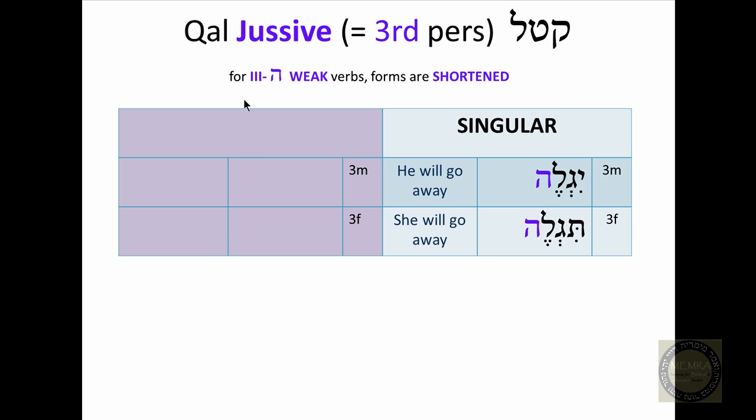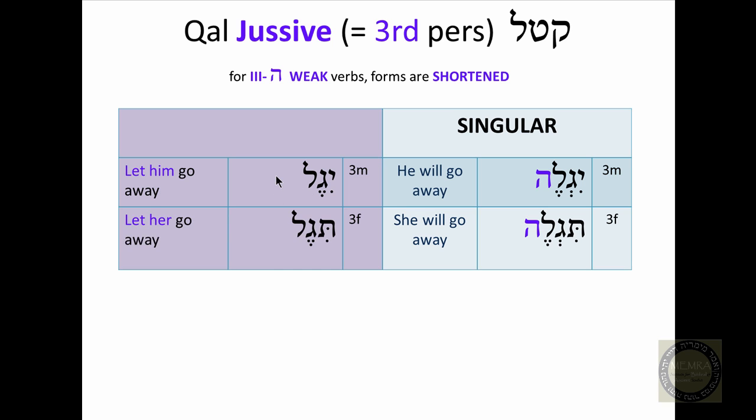However, for third hey weak verb forms, the forms are shortened. They're abbreviated. So we have here yigle from gala. I'm using gala since it's third hey. Again, not qatal, but we would have yigle, he will go away, or tigle, she will go away. For the jussive, it's shortened. You lose the hey. So it's yigel, let him go away. Tigel, let her go away.